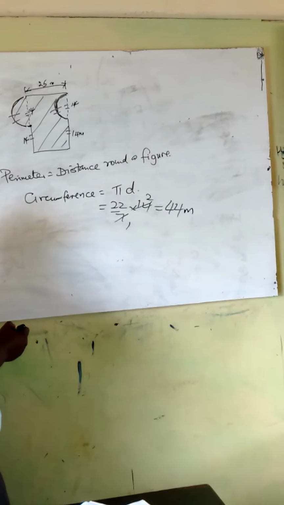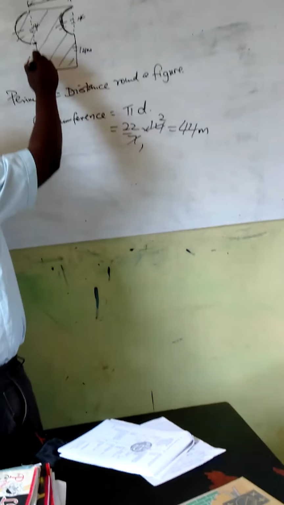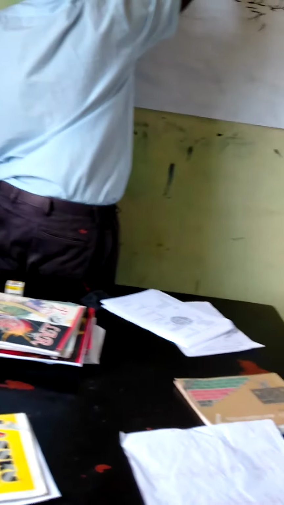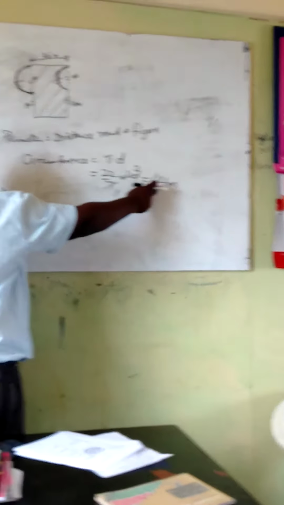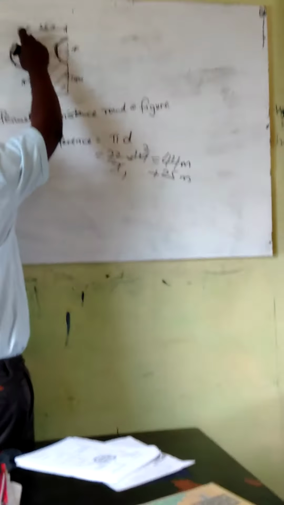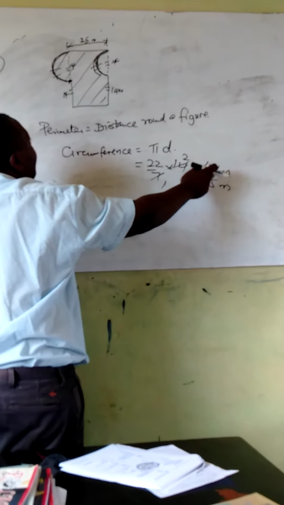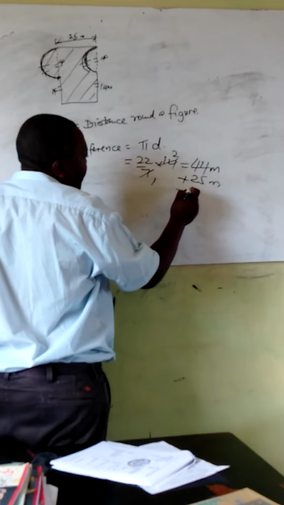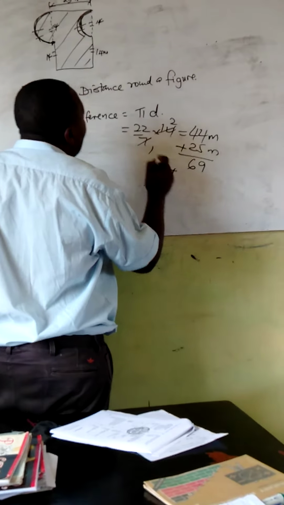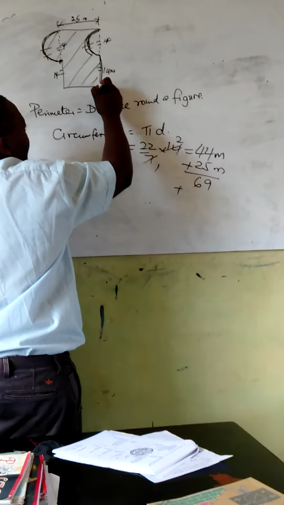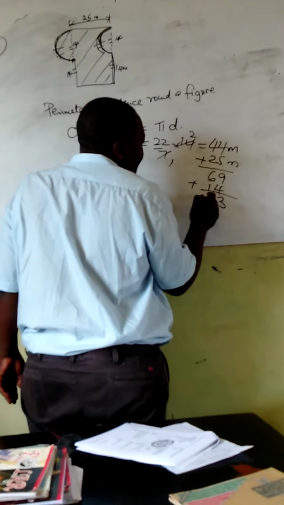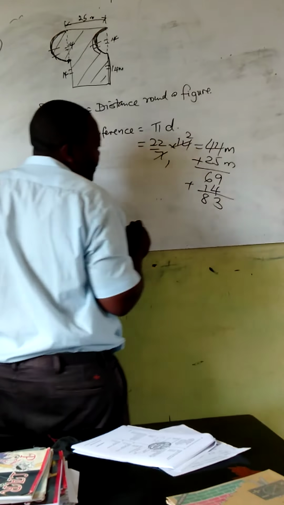Since we want the distance around the figure, we can start from here. We cover that distance, which is already calculated as 44, and then we add 25 meters. That gives us 69. Then we add the distance from here to here, which is 14, and that gives us 83.